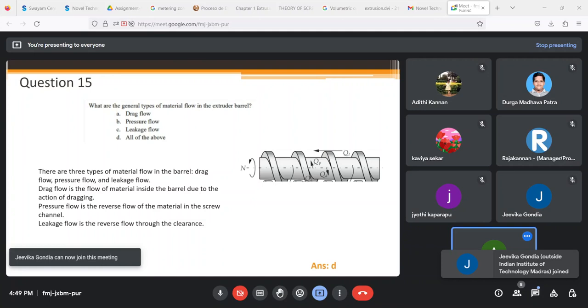QD is in the direction of rotation, QP is in the opposite direction of the rotation, and QL is because of the backflow due to very high pressures at the die. So hope this is clear. There are three different flows involved in the extrusion. So when you're asked to calculate the volumetric flow rate in an extrusion process, you have to calculate QD minus QP minus QL. That will be your net flow towards your die. So the answer is all of the above: drag flow, pressure flow as well as leakage flow.